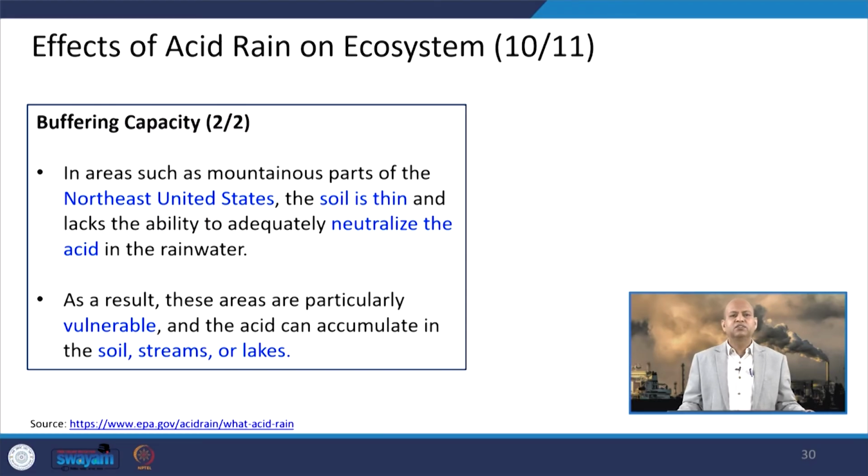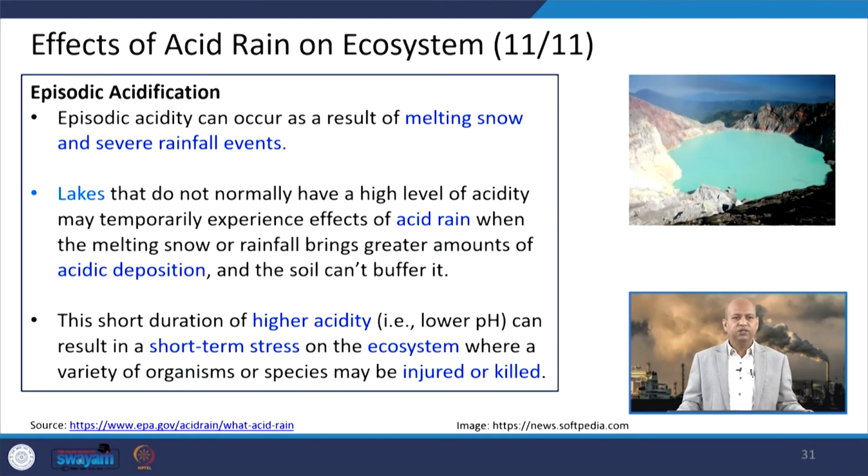Like in areas such as mountainous parts of the northeast United States, the soil is thin, and this lacks the ability to adequately neutralize the acid in rainwater. So, negative impact is more there. As a result, these areas are particularly vulnerable, and the acid rain accumulates in the soil, streams and lakes in those particular areas. Okay.